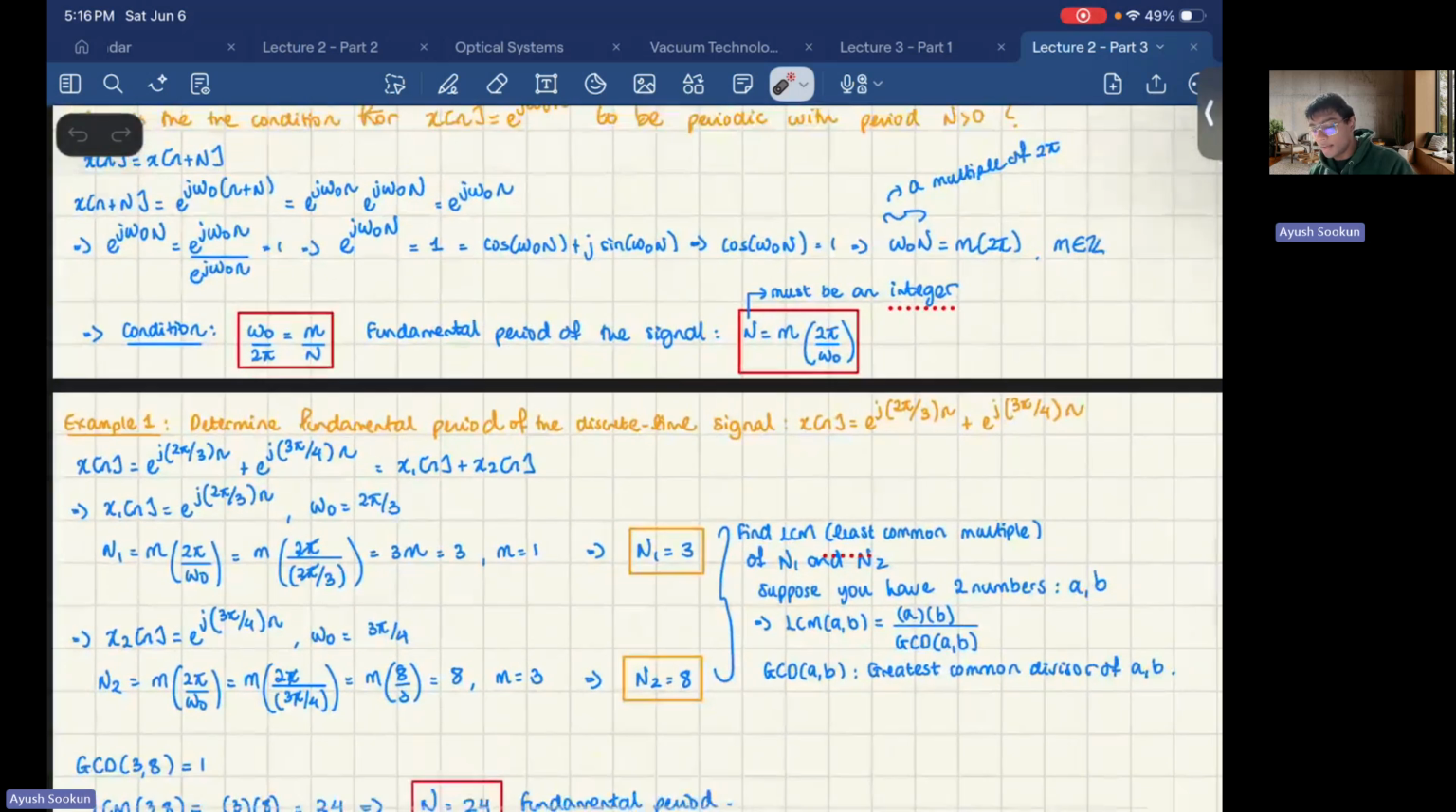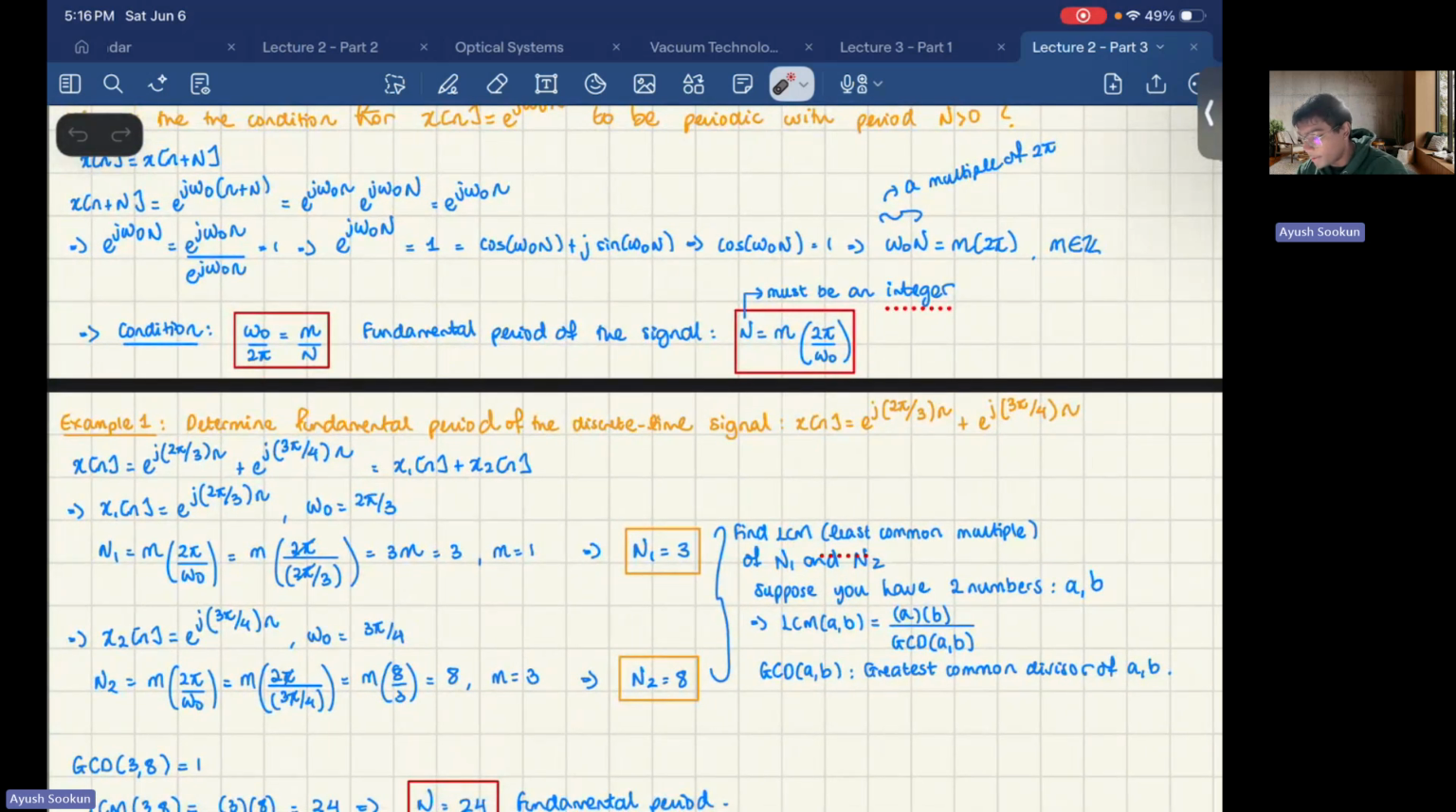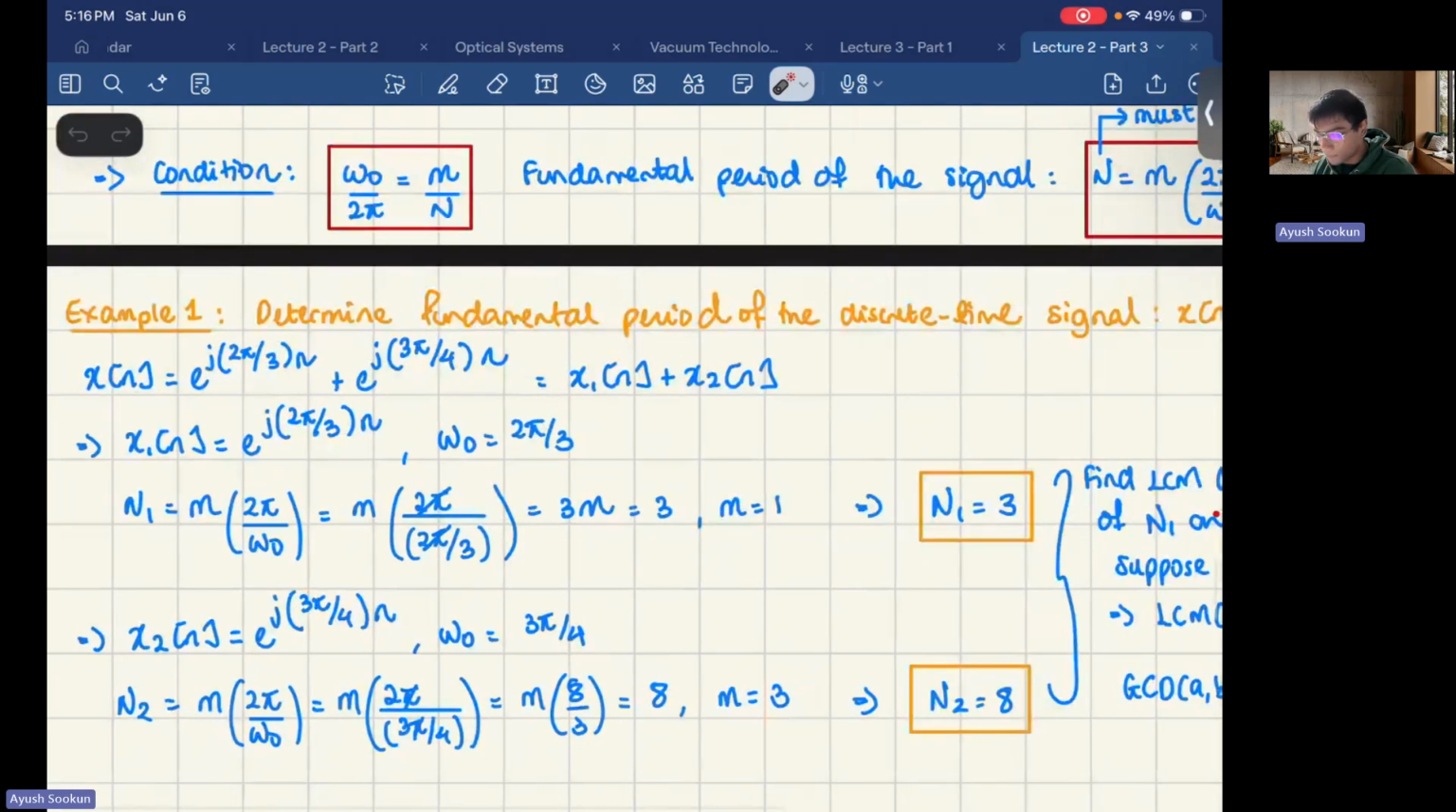So now we're going to do a couple of examples here, because examples are how we can understand things better. So example 1 is: determine the fundamental period of the discrete-time signal x of n, which is equal to e to the j 2 pi over 3 n times e to the j 3 pi over 4 n. So we want to find the fundamental period. Okay, so how are we going to do this?